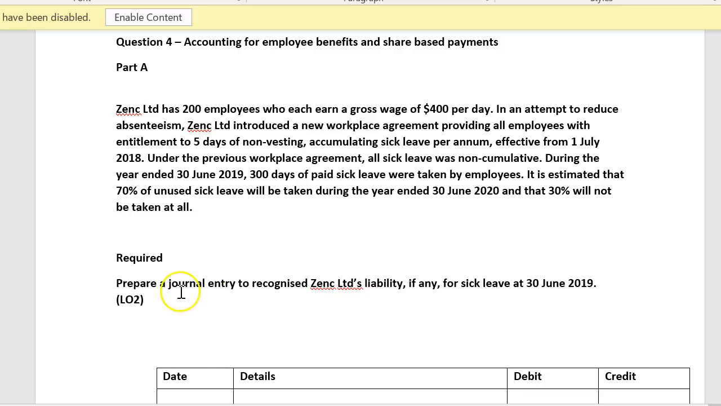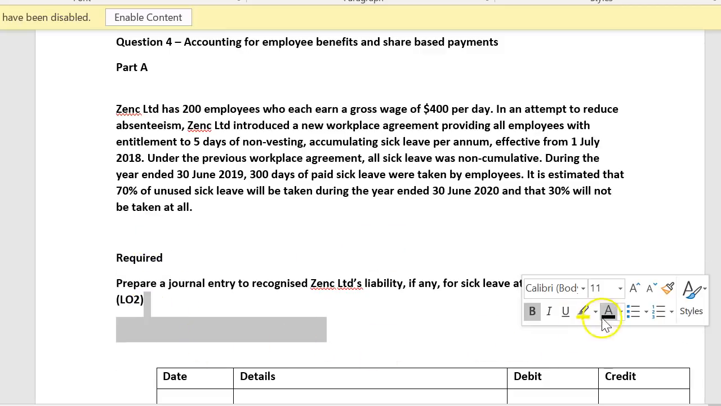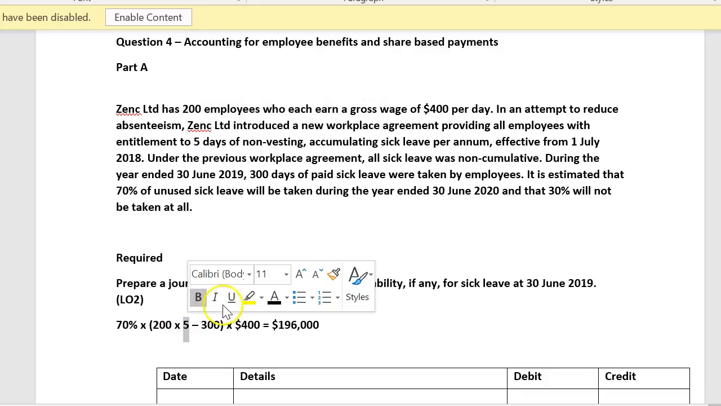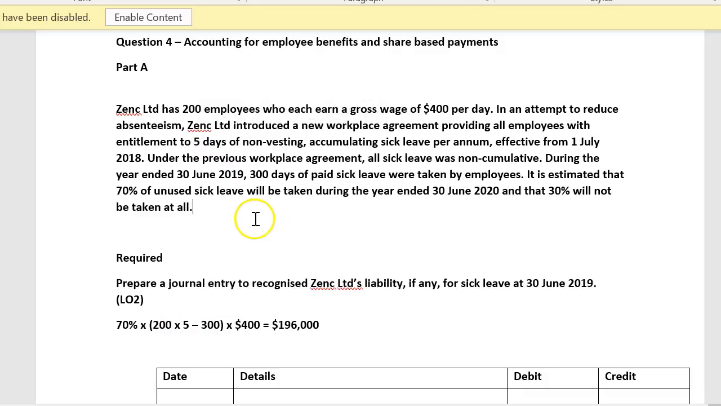Okay, so let's start. Now, what is the sick leave expense here? Now there are 200 employees. Each employee is entitled to 5 days. There you go. So there are 1,000 days for all 200 employees. And they've already taken 300 days. So you need to minus that, which means they're entitled to 700 days in total.